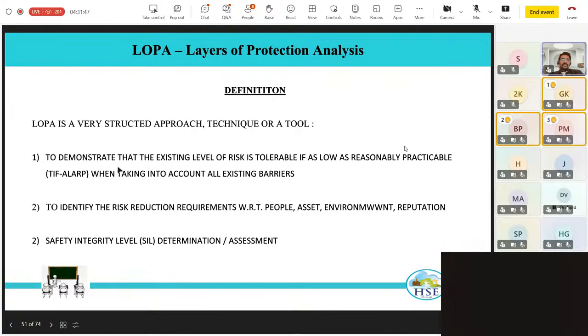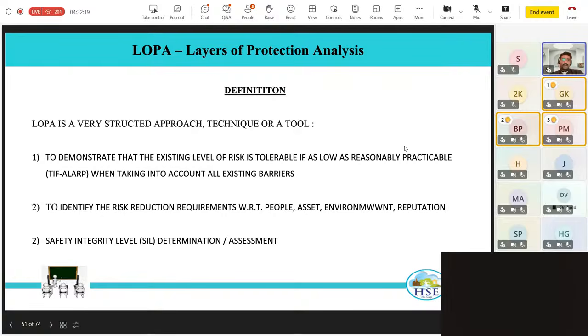You guys have heard of ALARP, as low as reasonably practicable. Some clients refer to it as risk is tolerable if as low as reasonably practicable. So that is why I call it TIF ALARP, when taking into account the existing barriers that are already provided in the design. Next, to identify the risk reduction requirements with respect to people, asset, environment, and reputation. And then look at the safety integrity level, or the SIL determination and assessment.